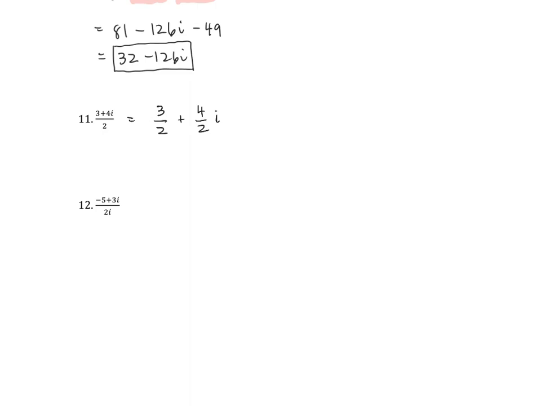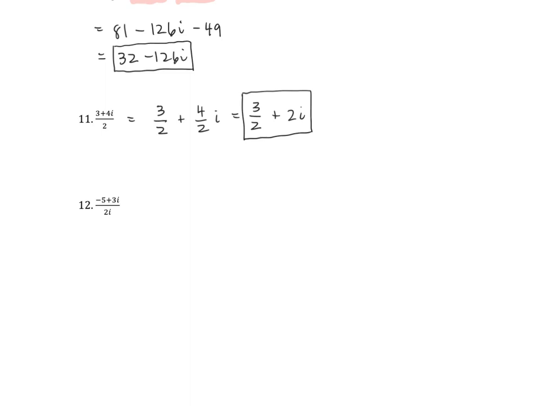So I'm just taking each number, right, each part and dividing it by the 2. And then I have that i at the end because that's with the 4. And then I can reduce either of these fractions. So 3 halves will not reduce, but the 4 halves will. That will become 2i. So 3 halves plus 2i is how you would write this in simplest form.